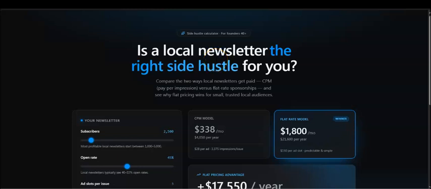If you're starting a local newsletter, there's two ways to get paid. There's the CPM model, which is the classic newsletter model, and there's the flat rate model. And if you pick the wrong one, you're going to do yourself out of a huge number of profits. Therefore, in this video, I want to show you exactly the model you should be picking.